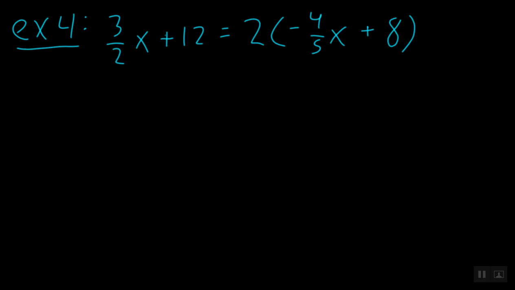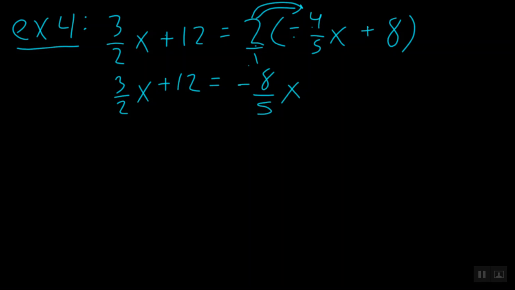Question number 1, can I simplify the left or the right? Well, we can't simplify the left side any further. It's just 3 over 2x plus 12. But on the right side, we can simplify by distributing. So we'll put this as 2 over 1. We know that top times top, 2 times negative 4, will be negative 8 over, and on the bottom, 1 times 5 is 5. So that gives us negative 8/5 x. And we also have 2 times positive 8, which would be 16.